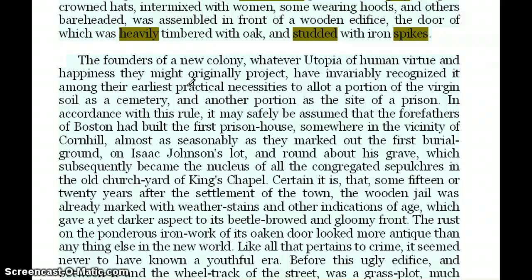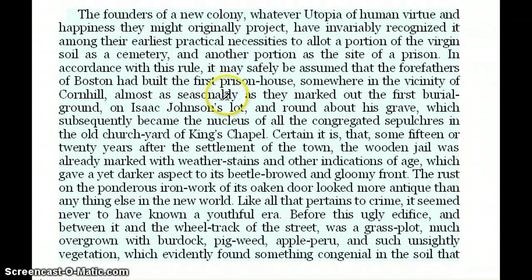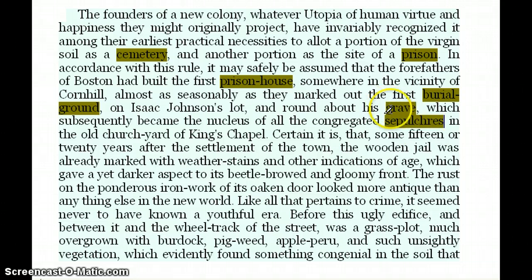unwelcoming, and heavy. In the next paragraph, the words that we see a lot of are related to cemetery and prison. We have prison house, burial ground, grave, sepulchers, jail. So we have all these very unpleasant places that are being brought up, and lots of unpleasant adjectives: darker, beetle-browed, gloomy. Beetle-browed means sullen. And then we have ugly, unsightly. We again have that feeling of heaviness, ponderous. So look at all these brown, negative words.